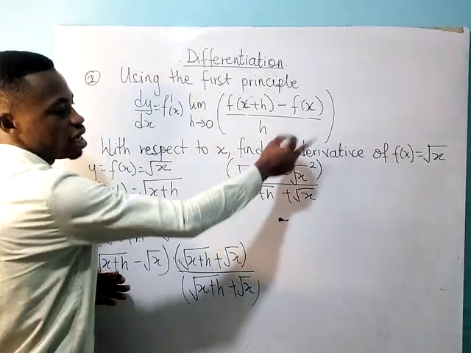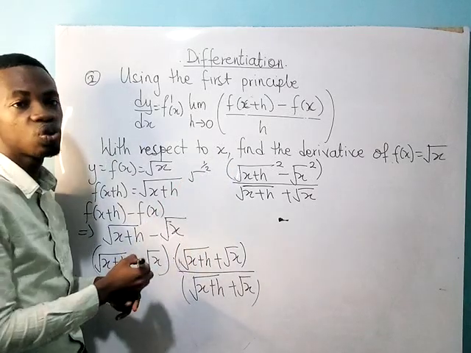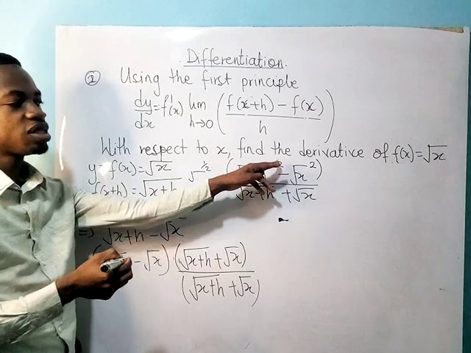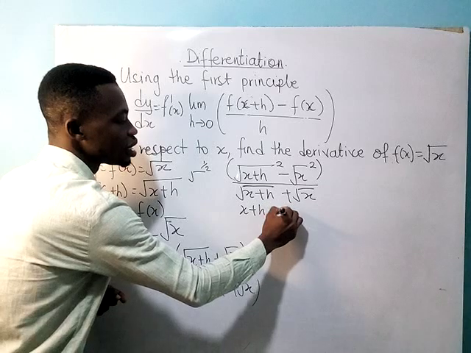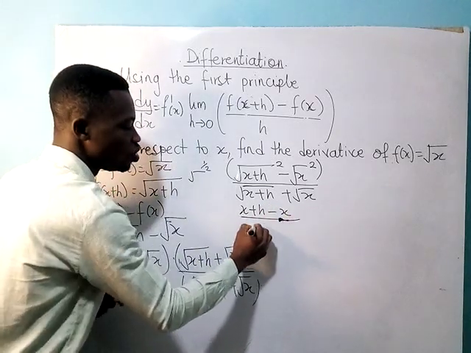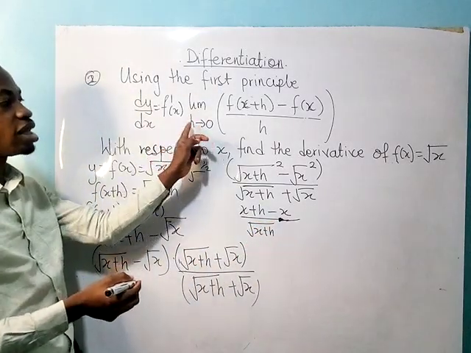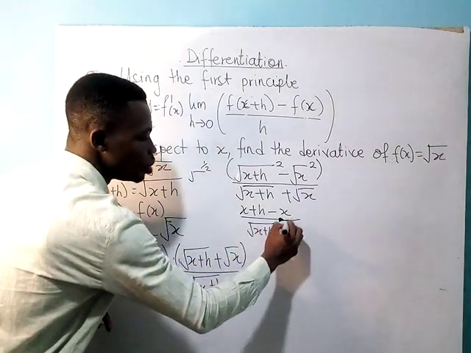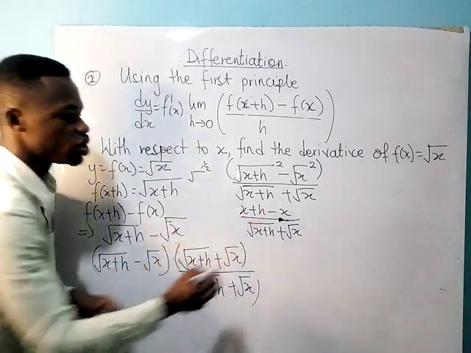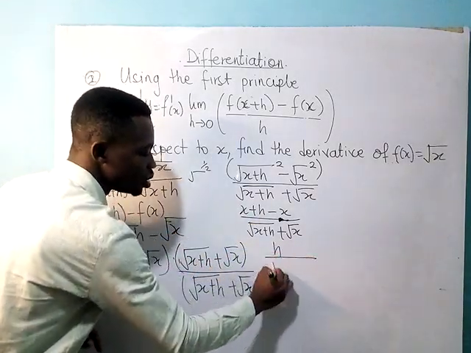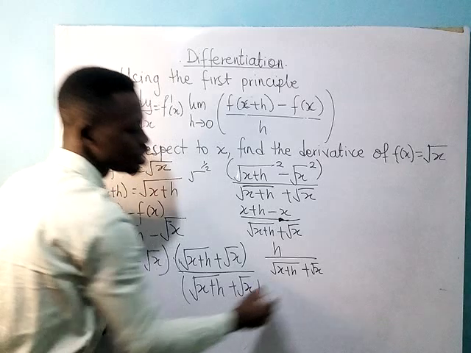Now remember, the square clears away the square root, because square root is the same as an exponent of 1 over 2, and a number multiplying its reciprocal will always be 1. So we are going to have x plus h minus x over square root of x plus h plus square root of x, with the limit as h approaches 0. And this is going to give us h over square root of x plus h plus square root of x.